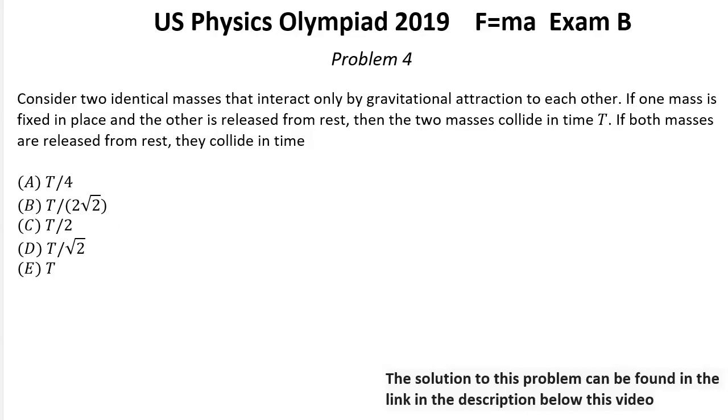Problem number 4. Consider two identical masses that interact only by gravitational attraction to each other. If one mass is fixed in place and the other is released from rest, then the two masses collide in time t. If both masses are released from rest, they collide in time which one?